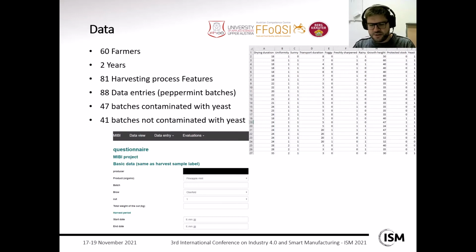The picture shows a short outlook of the questionnaire we prepared to collect the data, and the other screenshot shows a possible output of a CSV file containing the preprocessed data.